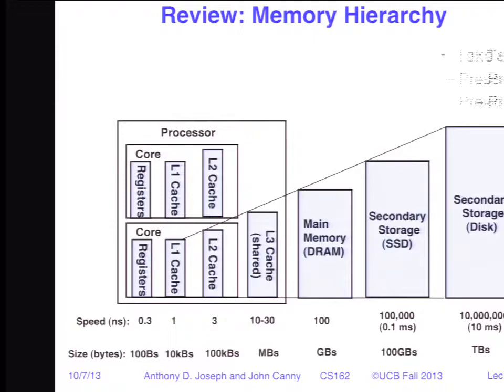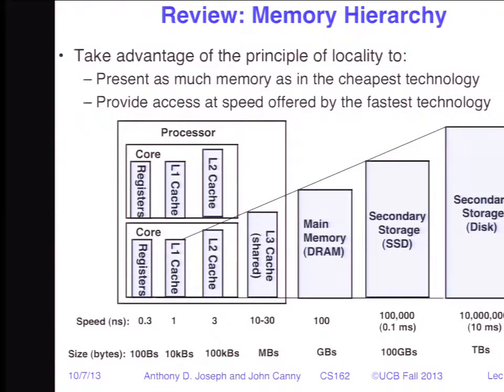So our goal here with caching is we want to give you basically as much memory as we can in the cheapest technology. Disk is really, really cheap relative to everything else. Memory is cheaper than on-chip memory and so on. But we want to give you the access speed of the far left. So we want you to have the illusion that you have huge amounts of space that you can access at chip speeds. That's what caching is all about, perpetuating this illusion.